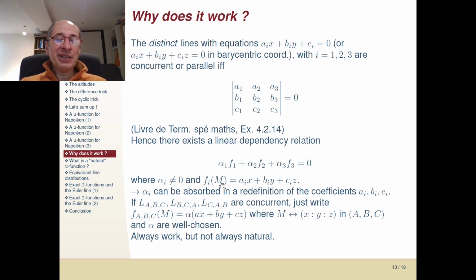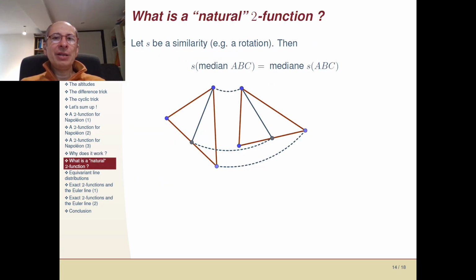So what I'm saying here is that with some amount of tinkering, you can always use cyclic 2 functions to prove that lines in a triangle are concurrent, just because of this result concerning determinants. But this raises another question. I say this is not always natural, but what do I mean by that? What does natural mean? What would be a natural 2 function?